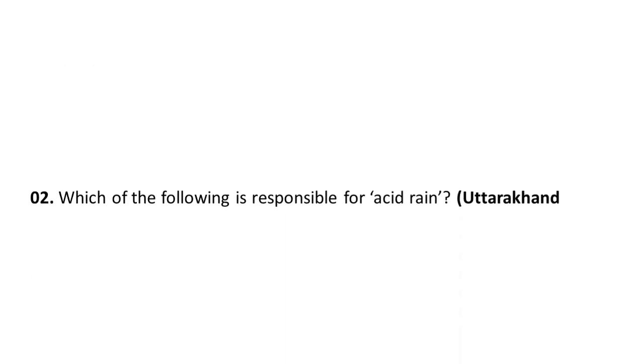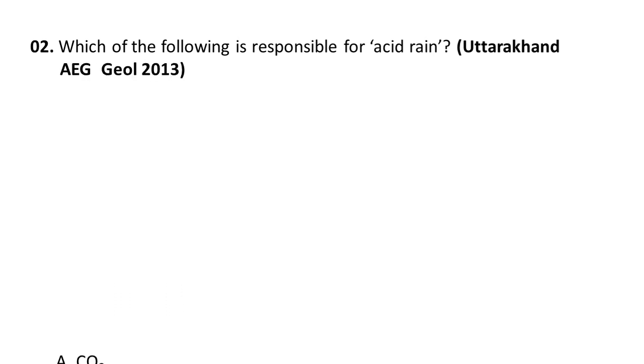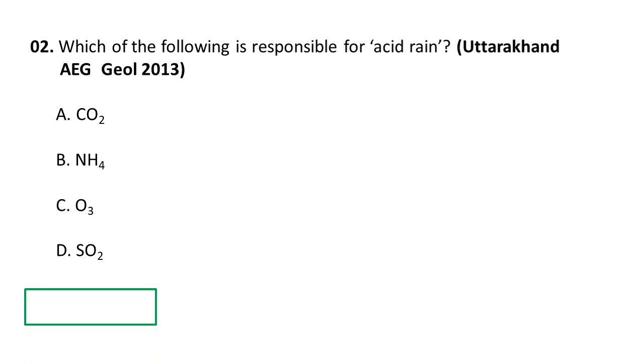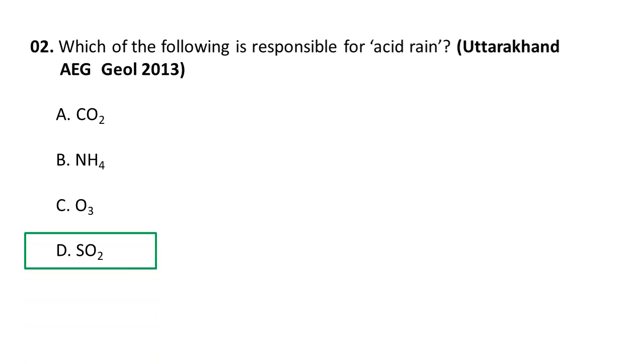Next question. Which of the following is responsible for acid rain? The choices are A. CO2, B. NH4, C. O3, D. SO2. So, the correct option is SO2. SO2 is responsible for acid rain. Acid rain results when sulfur dioxide and nitrogen oxides are emitted into the atmosphere and transported by wind and air currents.